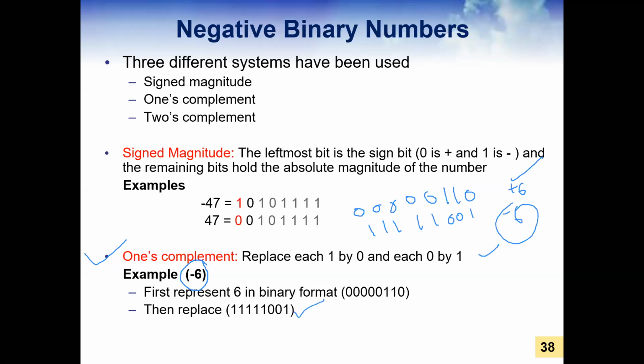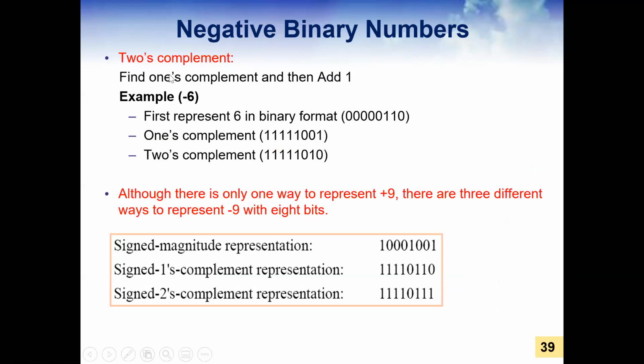If you want to represent this in 2's complement, add 1 here, because we know that 2's complement is 1's complement plus 1. So when I do this, it will be 1, 1, 1, 1, 1, 0, 1, 0. This is the way. In the next slide, you will see this also. This is the 2's complement.